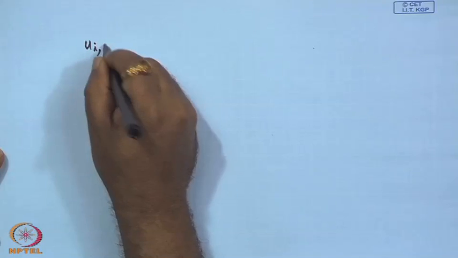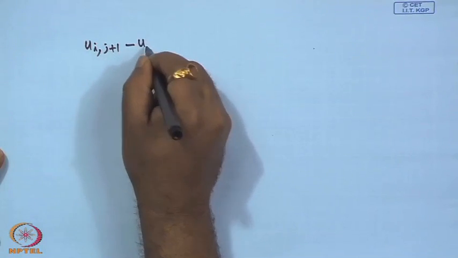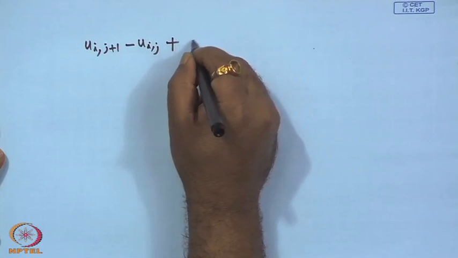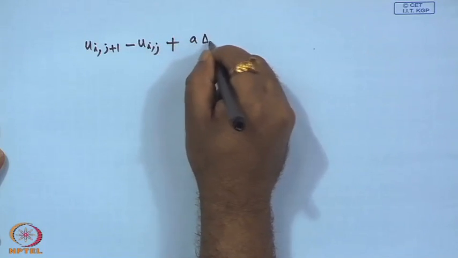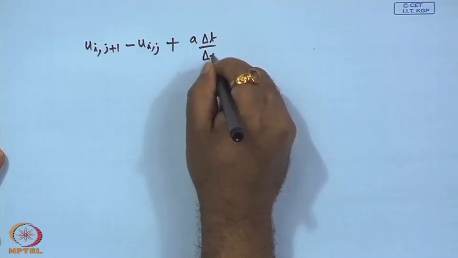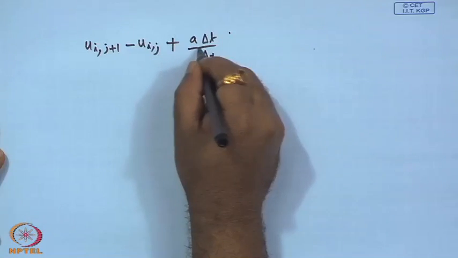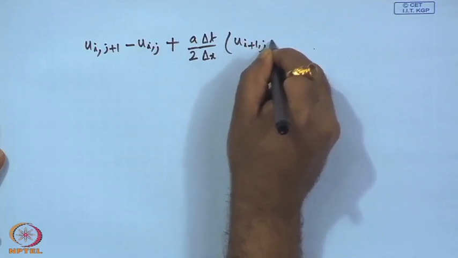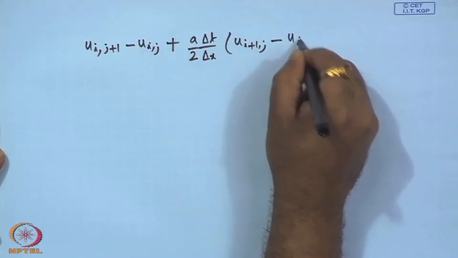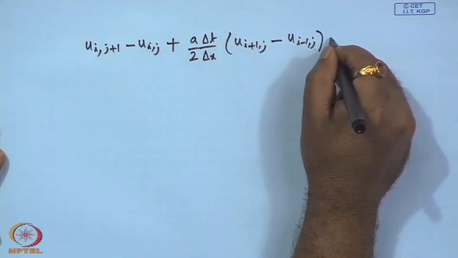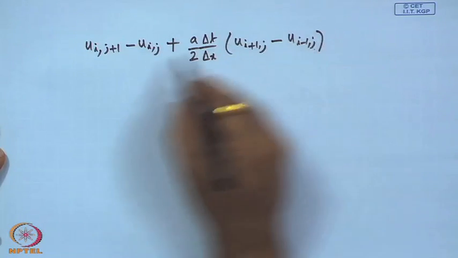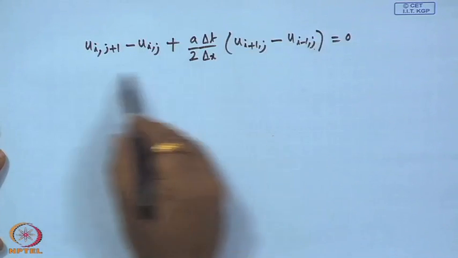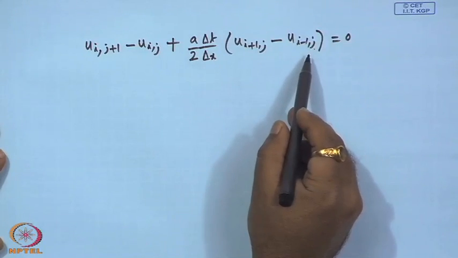u_{i,j+1} - u_{i,j} plus a delta t by delta x by 2 times (u_{i+1,j} - u_{i-1,j}) equals 0. So, this is the corresponding discretized equation.